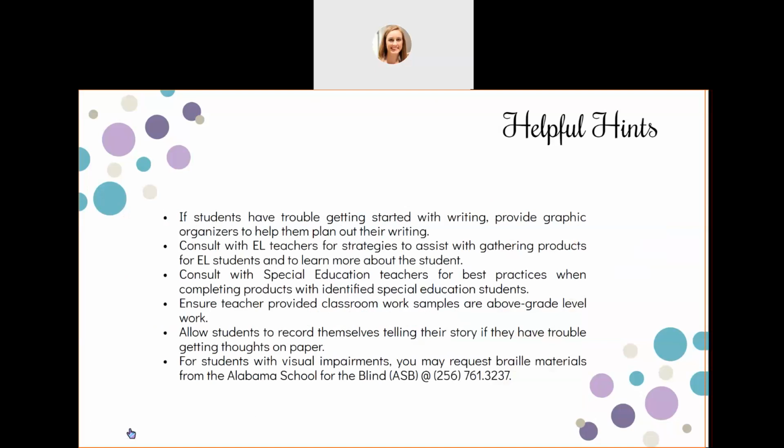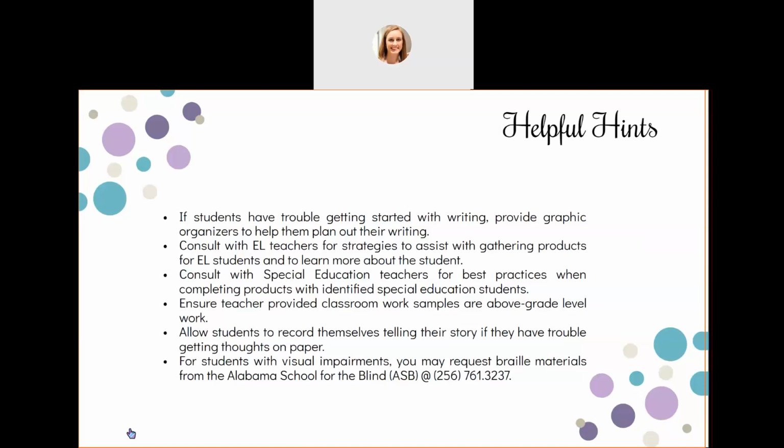If you're getting student work samples from the teacher, just ensure that they're above grade level work and not just day-to-day work that the students would be doing. It needs to show that they're thinking above the grade level. Allow students to record themselves telling their story if they have trouble writing their ideas on paper. It could be a Flipgrid video, it could be using dictation features in different pieces of software, just a multitude of different ways that you can get students' ideas without them actually having to write it down.